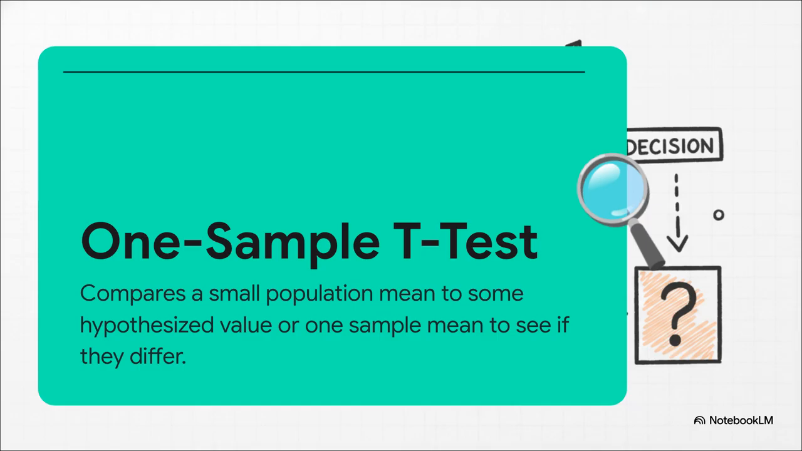You pull this one out when you need to answer the question, is our group hitting the target? So for example, is our factory's bottling line really putting 16 ounces in every bottle? You've got one sample, the bottles you checked, and you're comparing their average against that one known standard.